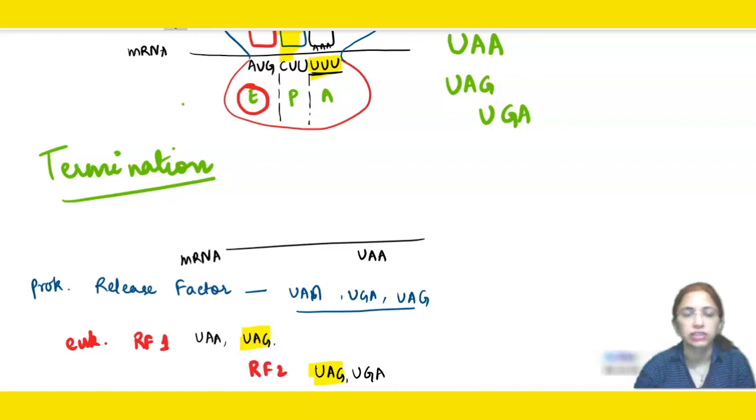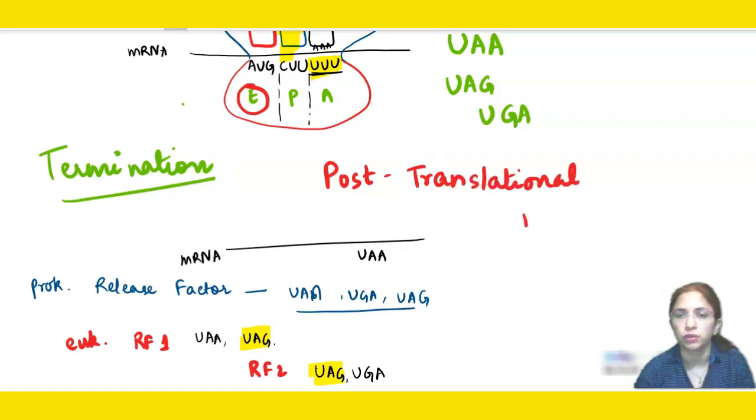Once the translation process is done, our polypeptide is formed. It is not at all functional. It is made functional by which process? Post-translational modification. Post-translational modification is a step that happens after the translation, and this will make the polypeptide functional. How is this made possible?